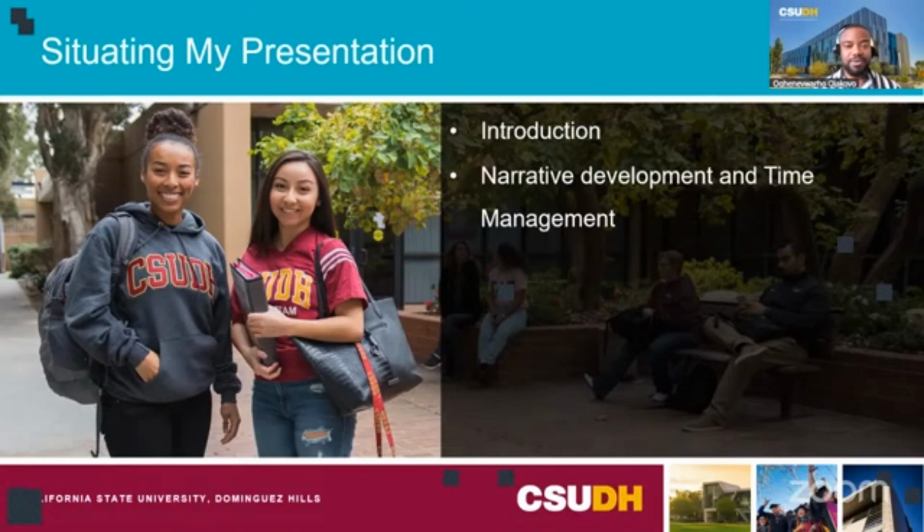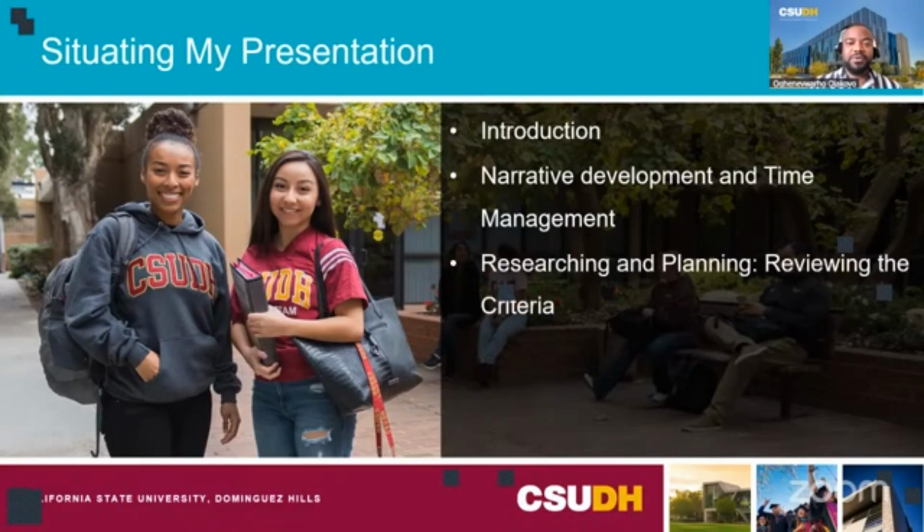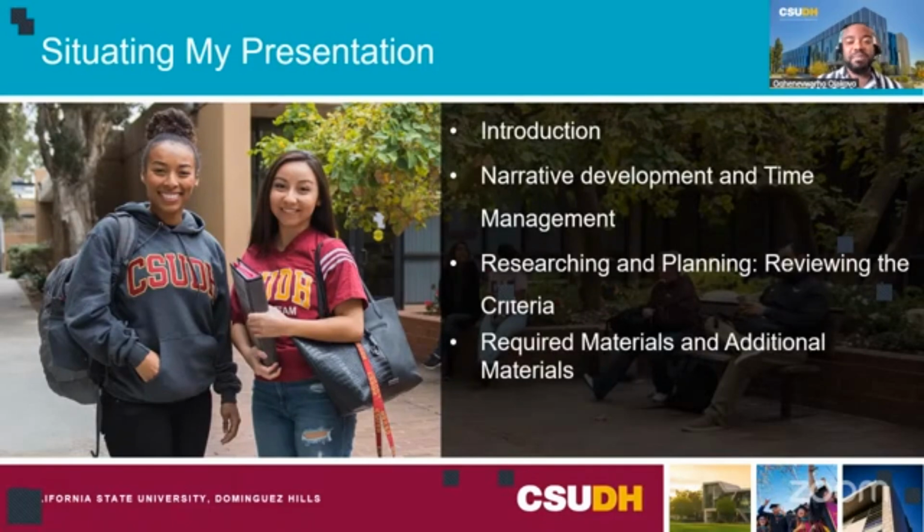While the narrative is all about your ideas, writing your ideas, what you want to do, how you want to do it, and the process that you want to use to achieve what you want to do. So we're going to look at researching and planning, reviewing the criteria for the grants you want to apply to, and we are going to look at required materials and also additional materials.